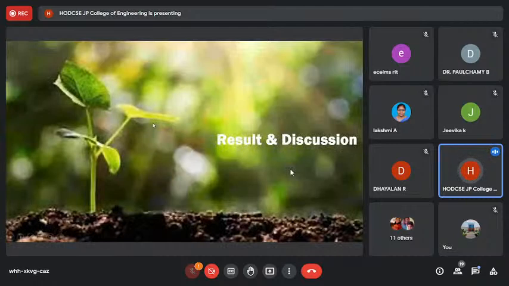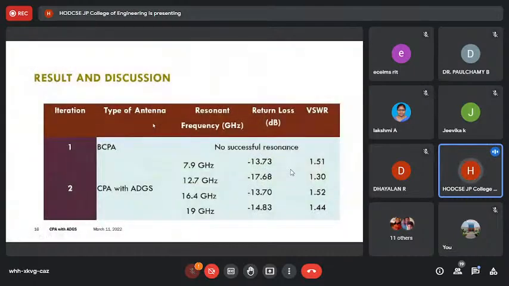So let us understand the results and discussion of the proposed and also the existing work. We know that this is Table 1, which represents the resonant frequency, return loss, and voltage standing wave ratio. The condition for voltage standing wave ratio is that it should be very close, near to unity. Voltage standing wave ratio is nothing but the impedance matching between the feed line and the radiation pattern. So these are very important factors to understand the performance of the antenna. The VSWR should be very close to unity.